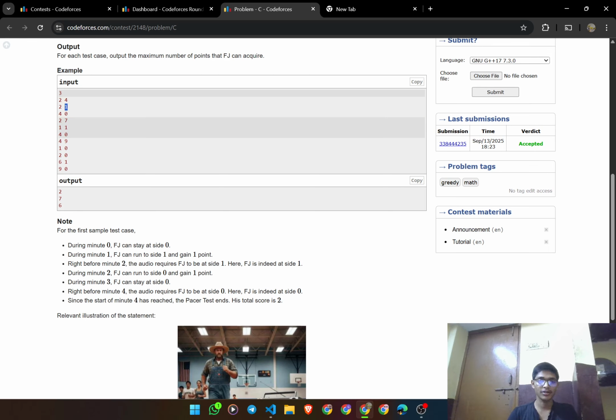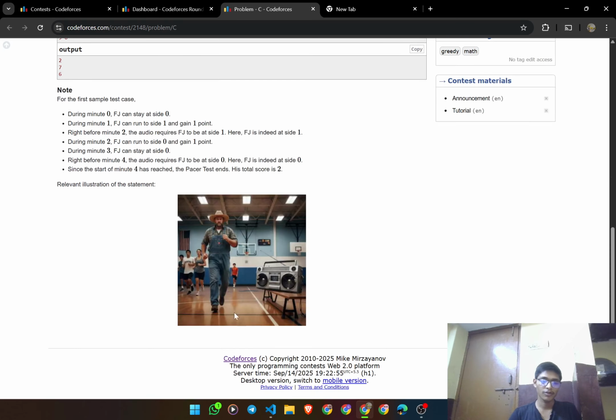Okay, there are a left side and a right side. The left is given as 0, and the right is given as, let's say, 1. The farmer should start on the 0th side, and after that he starts working. If he runs from 0 to 1, he gains 1 point, and from 1 to 0 he again gains 1 point only.